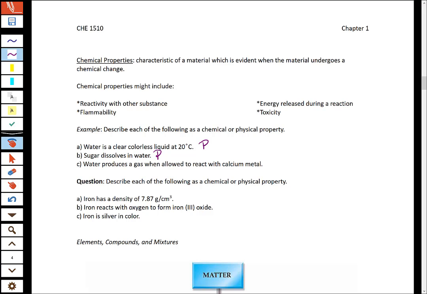Oh, I'm sorry, I read this wrong. Water produces a gas when allowed to react with calcium metal. See how it says react there? That's your key that this is a chemical property. So pause for a moment, look at the next three, and decide whether they're chemical or whether they're physical.